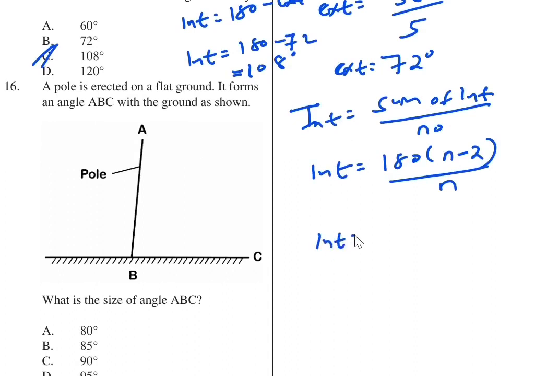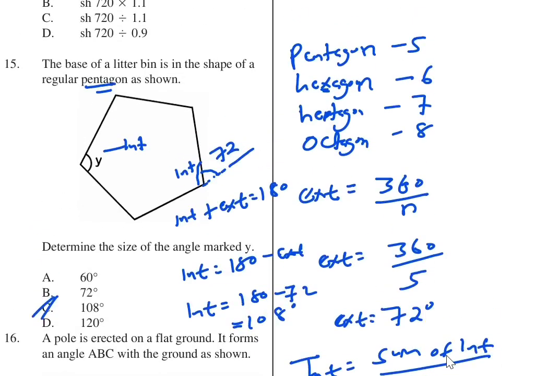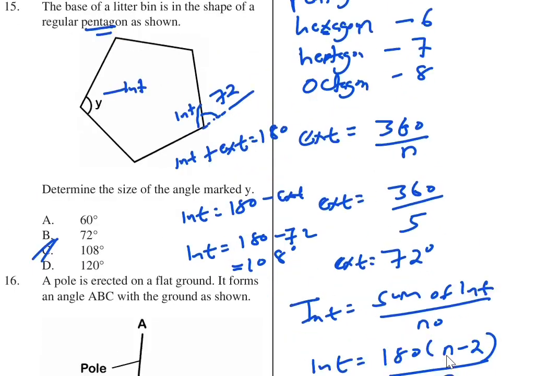The interior angle will be 180 into 5 minus 2, over 5. What is 5 minus 2? It is 3. 3 times 180 is 540. So this is 540 over 5. If you divide this, 540 divided by 5, the answer is the same, 108 degrees. So the interior angle size is 108 degrees. So we're done with number 15. We continue to number 16.